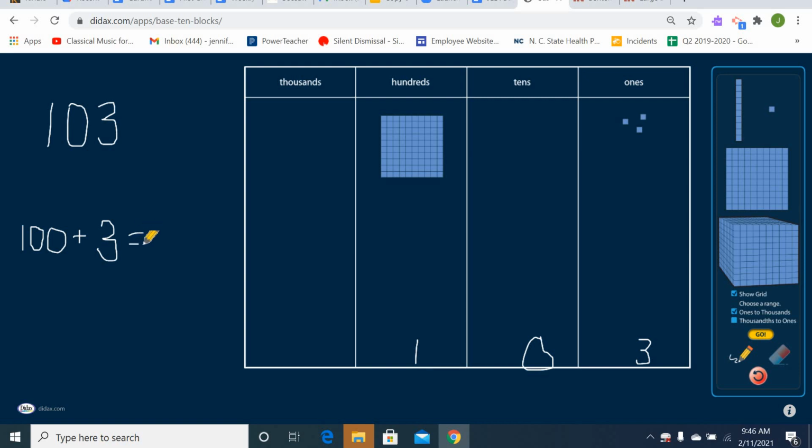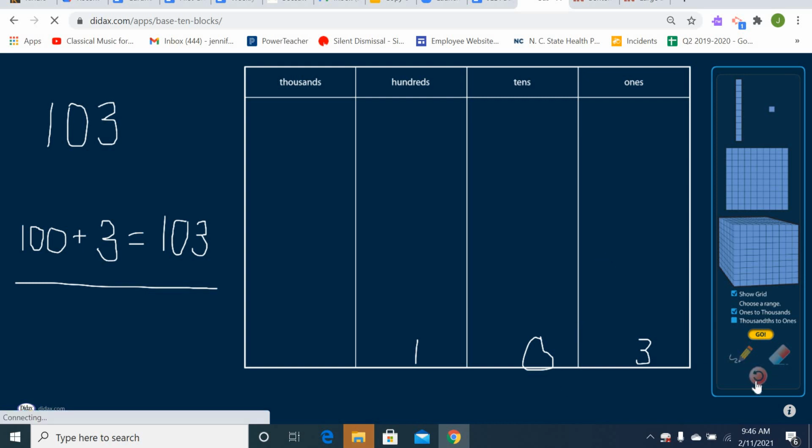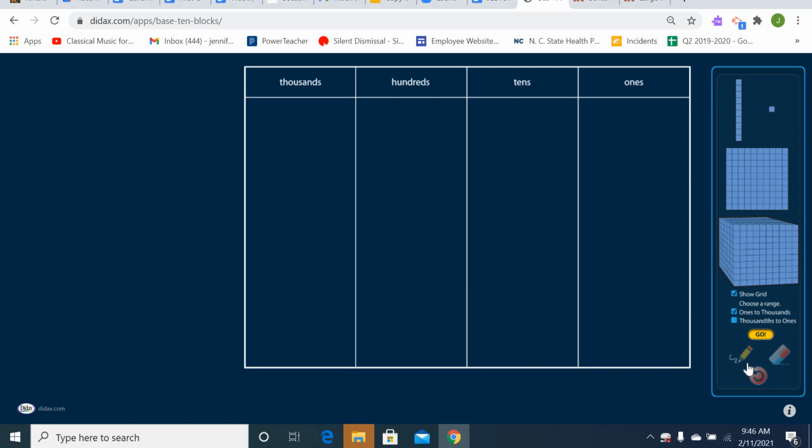equals 103. 100, I have a 0 in my tens place because I don't have any tens, and 3. Okay, this is your expanded form of 103. 100 plus 3 equals 103. All right, let's really quickly do one more, and then we'll be done.